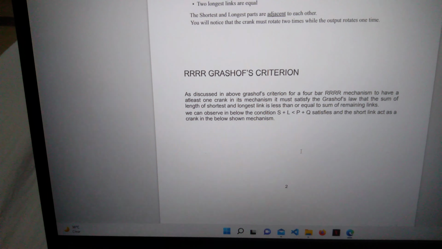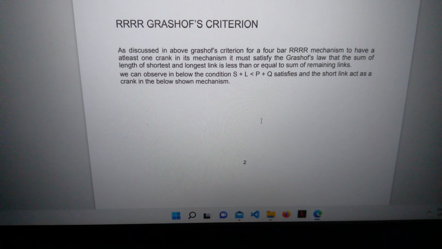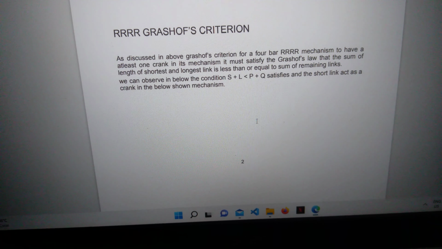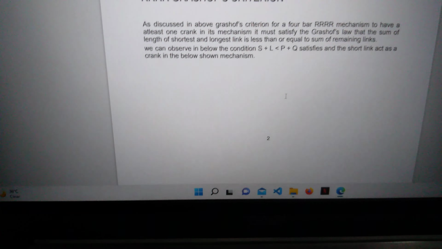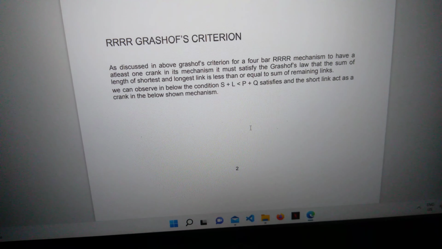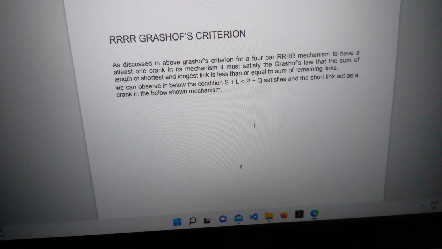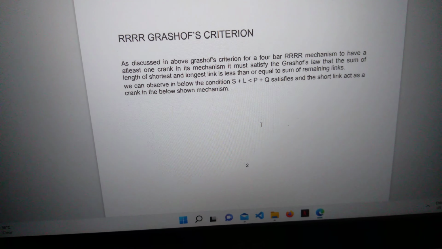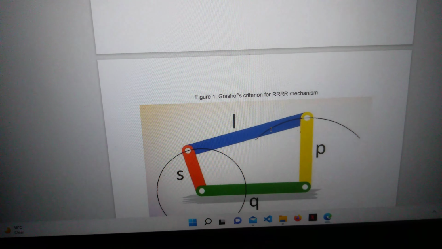Now, sir, let's jump into the RRR Grashof criterion, sir. As discussed above, for a 4R mechanism to have at least one crank rotate freely, it must satisfy P plus Q greater than or equal to S plus L, sir. So let's go to the figure.